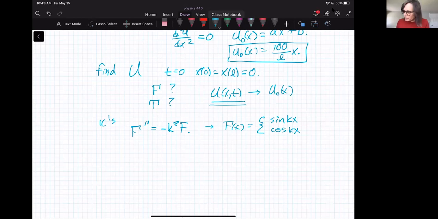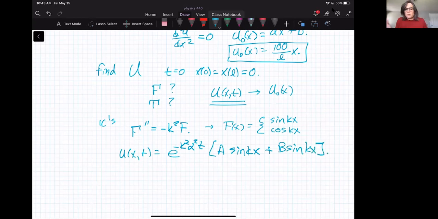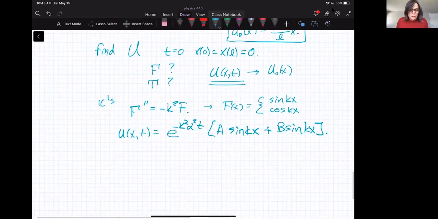And that means that we have u of x, t equal to e to the minus k squared alpha squared t times a sine kx plus b cosine kx. Okay, and most of the time that's sufficient for solving the problem, right? In fact, in general, that is the solution for heat diffusion.